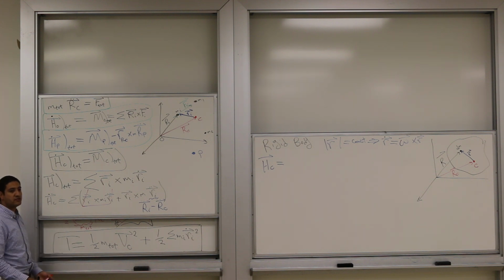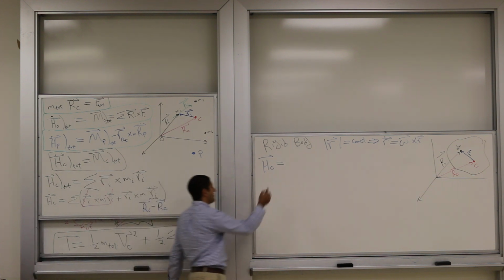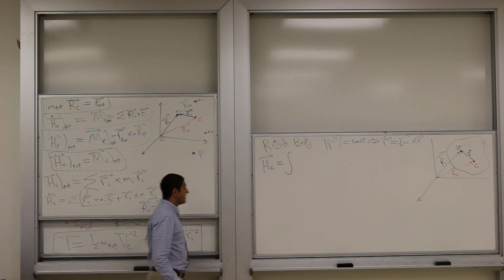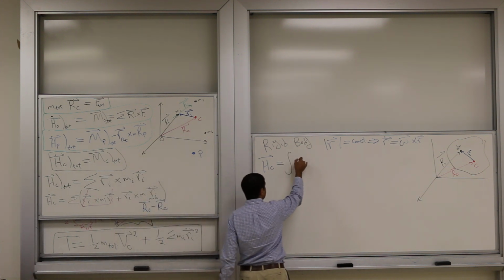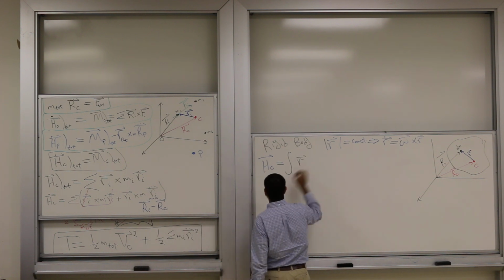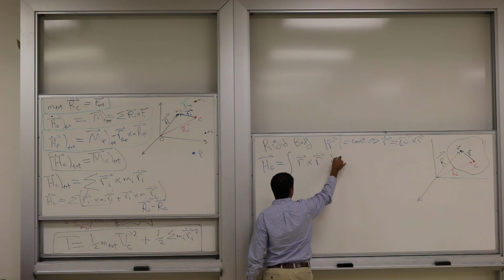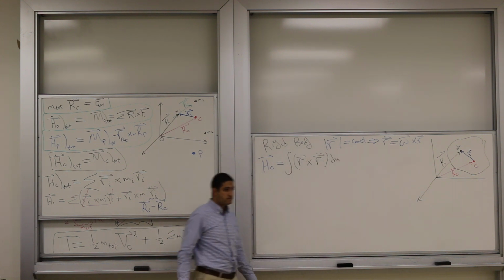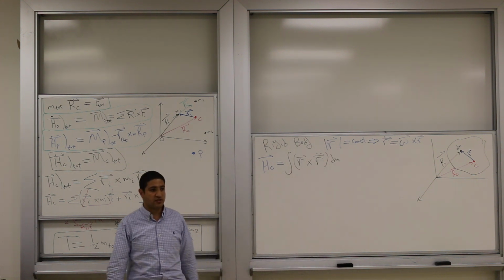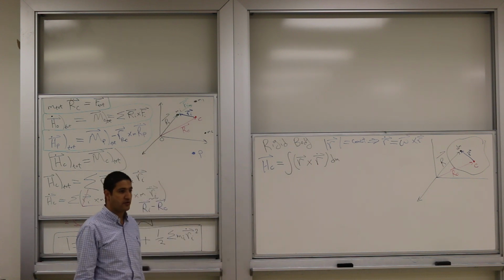So what's the implication when you go from 1 to 10 up to 1 to infinity? Yes, you replace the summation sign with an integral sign, that's correct. And then this is r cross r dot, and I'm integrating over dm. So this is the definition of the angular momentum about the center of mass for a rigid body.